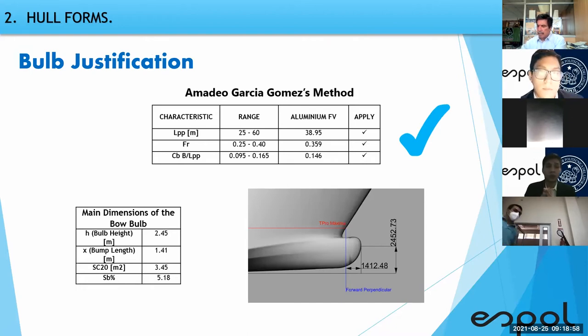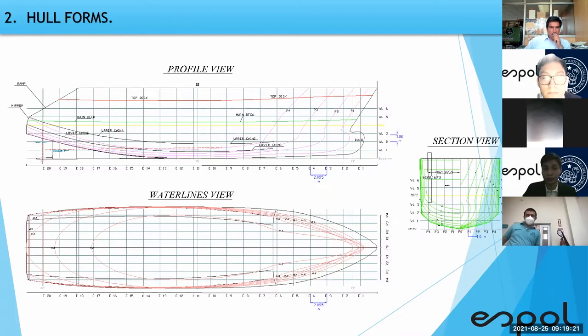In order to reduce the resistance, the implementation of a bulb was considered according to the method of Amadeo Garcia, specified for fishing vessels. We obtain the following dimensions of the bulb, and all these we can obtain in the following forms for our fishing vessel, which we compare to the national ships.